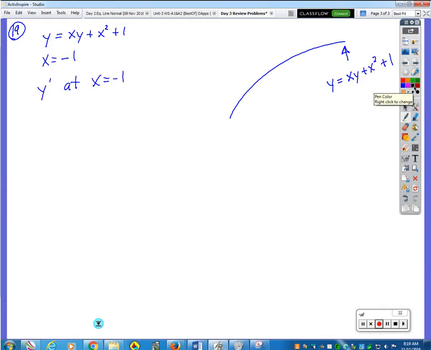So we have a point here, x equal -1. We're supposed to find y prime, which means the slope of this curve at this point. That's what we're trying to find. You should also have a flashcard that looks like, in fact, I'm going to draw a new one here.